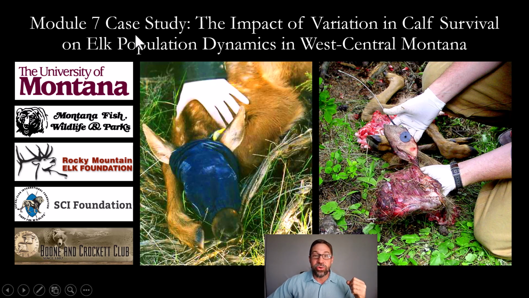study entitled The Impact of Variation in Calf Survival on Elk Population Dynamics in West Central Montana. I think it'll be an enjoyable one for you. And there's some great gory photos of calf elk that were killed by mountain lions and bears.